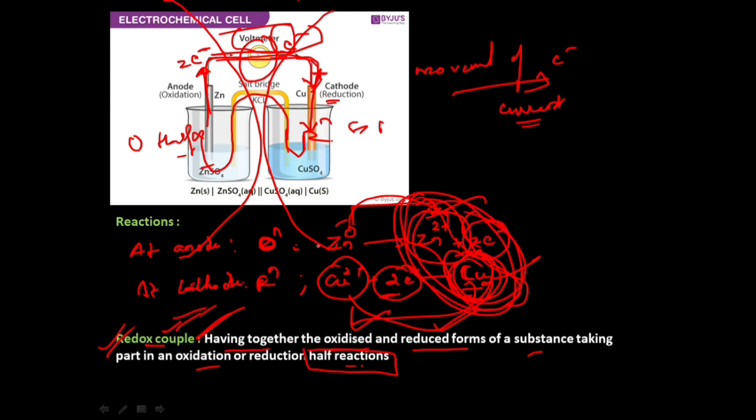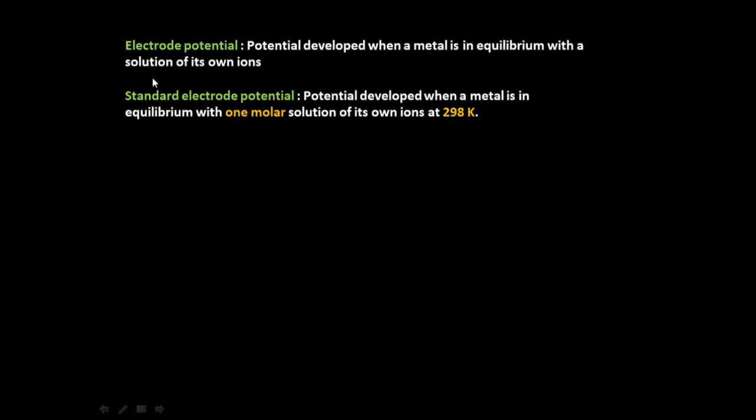Okay, so then at last we can see what you mean by electrode potential. Electrode potential is nothing but the potential developed when a metal is in equilibrium with a solution of its own ions. That means in an electrochemical cell we will immerse a rod like zinc in zinc sulphate, isn't it? So electrode potential means the potential developed between the rod and the solution, when there is an equilibrium between zinc and ions in the solution.